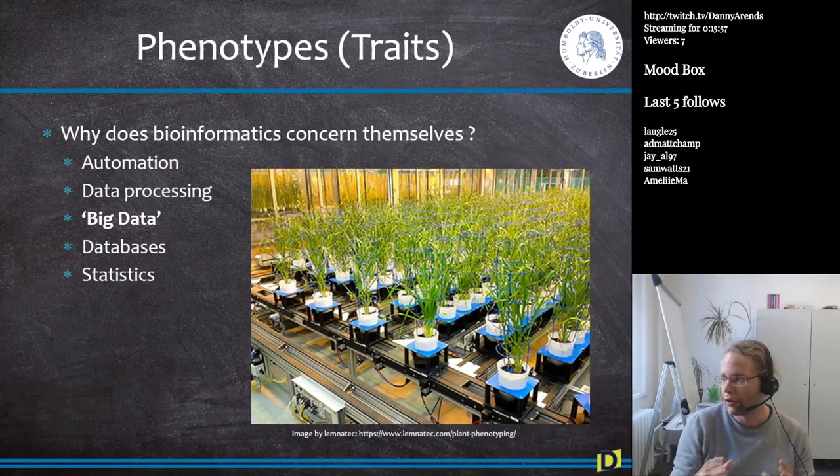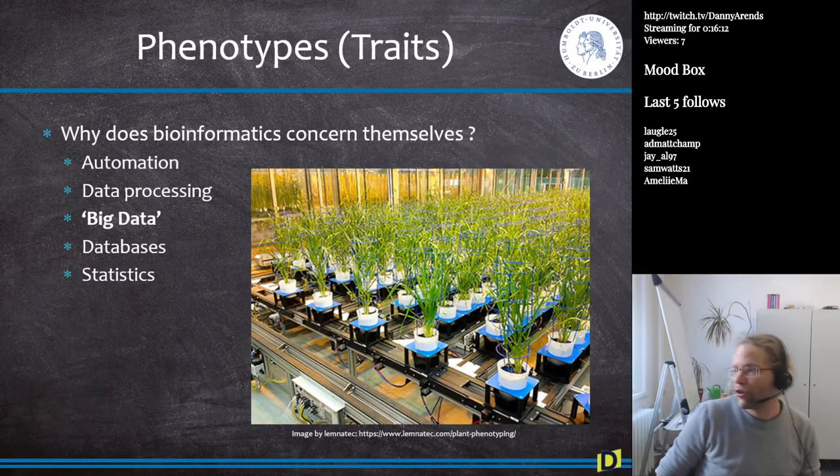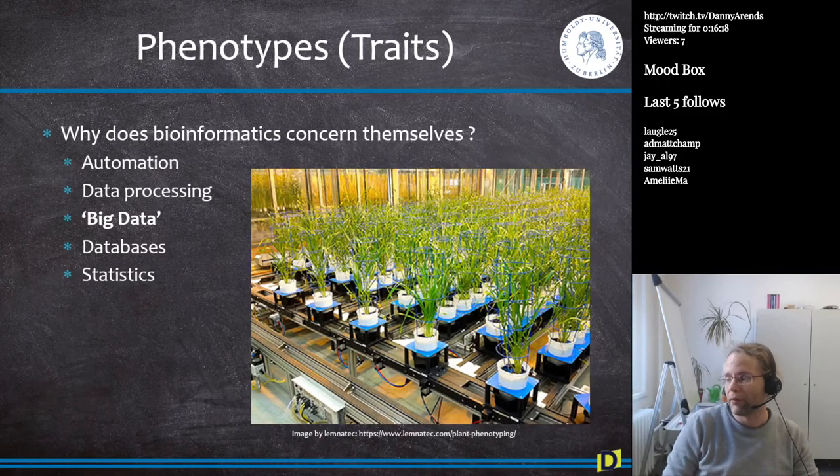They're on a conveyor belt, and they are moved in and out of a kind of scanning chamber where every plant is scanned every hour. So there's a lot of automation going on, and a lot of data being collected. This is one of these classical big data problems where we have 500-600 plants, which are videotaped and photographed and monitored continuously. So this will result in gigabytes of data.